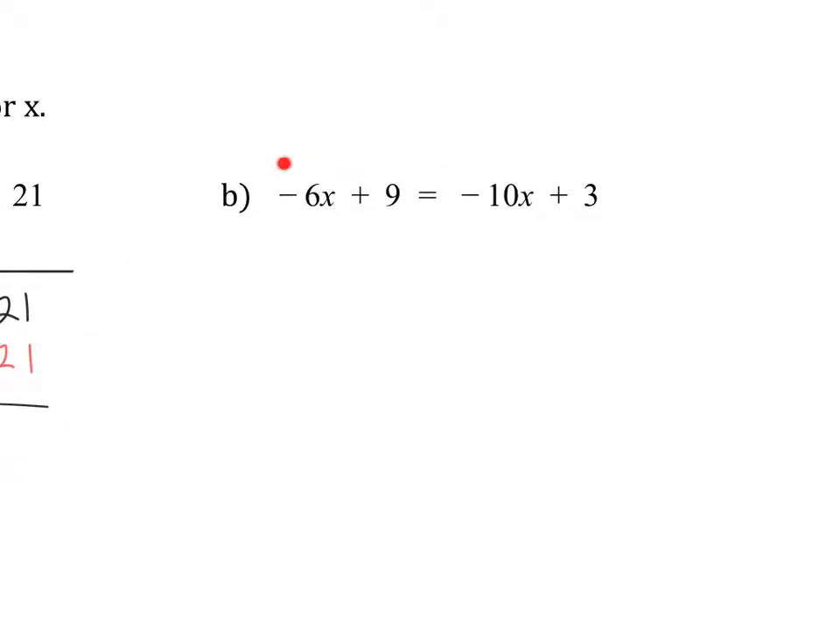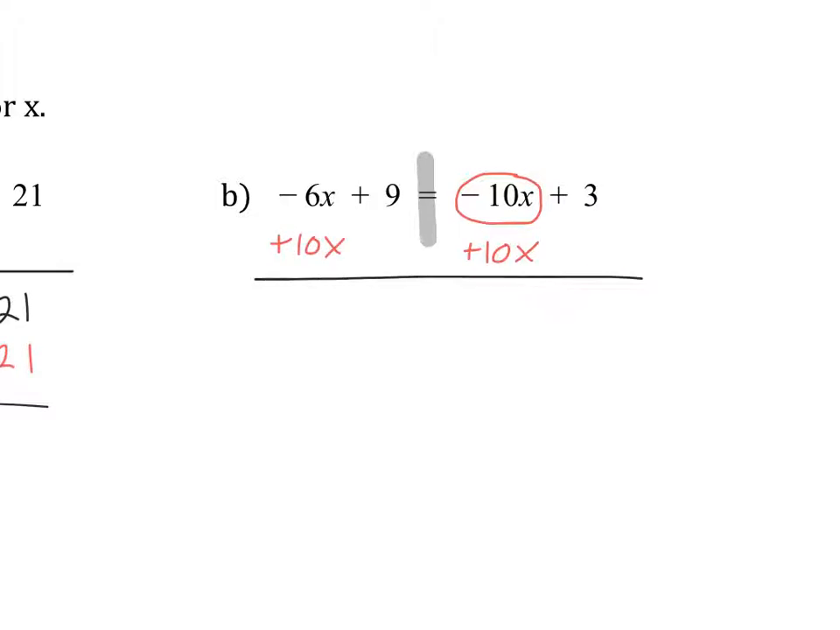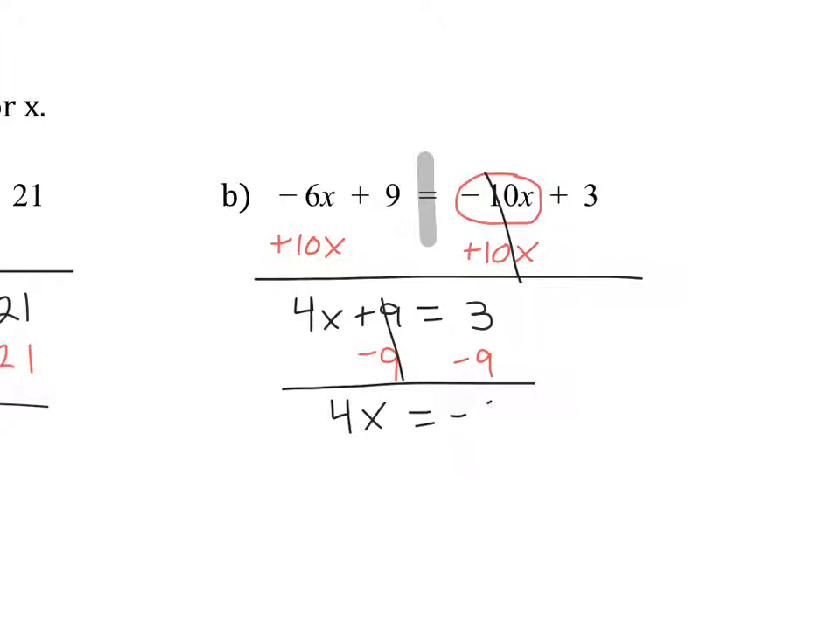Now here, I see I have negative 6x on the left and negative 10x on the right. I cannot combine them because they are on different sides of the equal sign. So I'm going to need to move one of them. The smaller term here is negative 10x. Remember, it's more negative, so it's smaller. The inverse of negative 10x is going to be to add 10x to each side. So here I have 10x minus 6x, which is 4x. Now I'm going to do the inverse of addition, and I'm going to subtract 9 from each side. 4 times x equals negative 6.